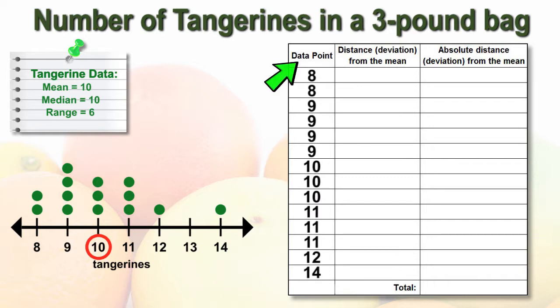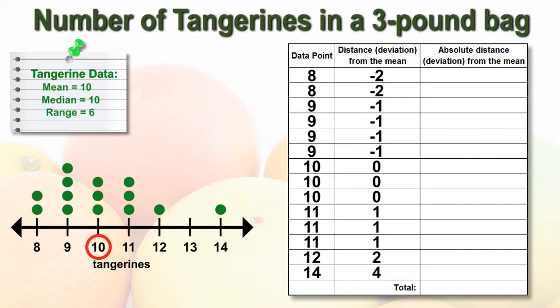The first column represents each data point for the tangerines. The second column will represent how far the data is from the mean, or 10. The data points 8 are -2 from 10. The data points 9 are -1 from 10. The data points 10 are 0 away from 10. The data point 11 is +1 from 10. Data point 12 is +2 from 10. And data point 14 is +4 from 10.